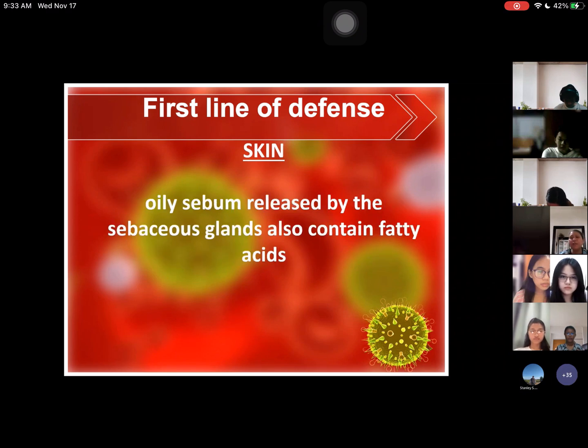Another is the oily sebum released by the sebaceous glands, which also contains fatty acid. Since these fatty acids are in the oily sebum, this is actually very detrimental to pathogens, very toxic to pathogens or microorganisms. So it helps in one way or another. If you have oily skin, it usually destroys potential pathogens also, aside from the dryness of the skin.